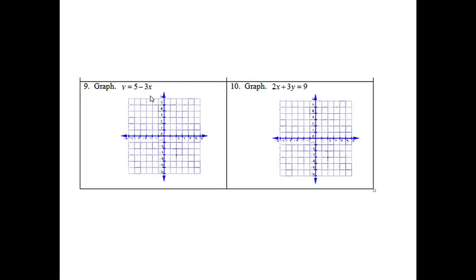Alrighty, number 9, it says to graph y equals 5 minus 3x. I know that I'm going to start up at 5, and then since my slope is negative 3, I'm going to go down 3 and over 1. And I have my graph.